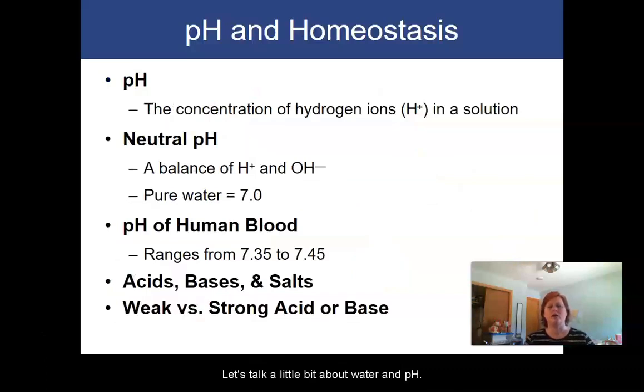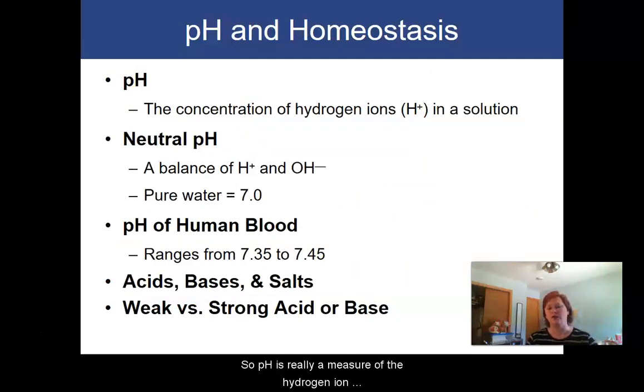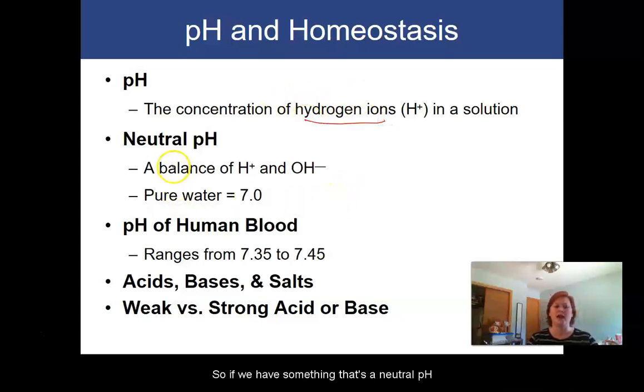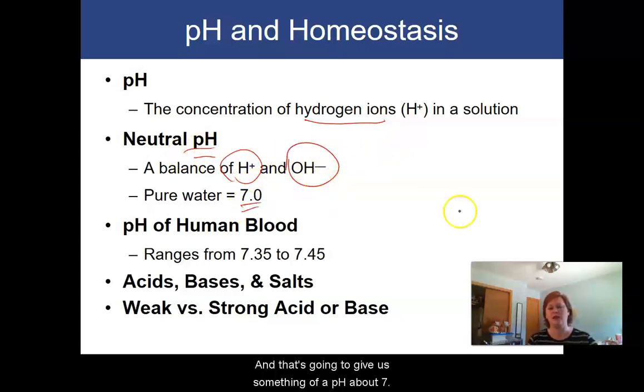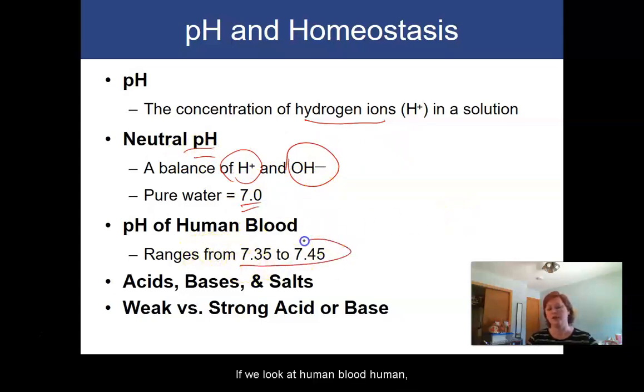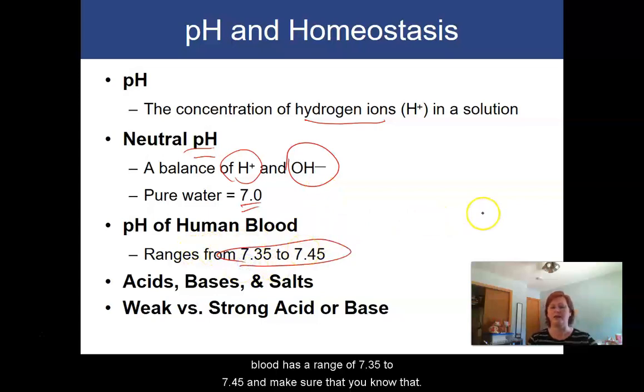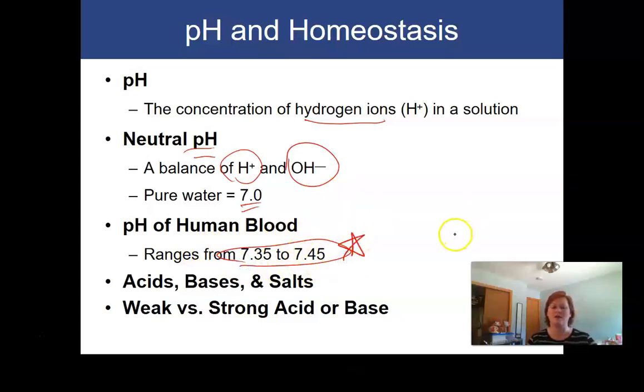Let's talk a little bit about water and pH. So pH is really a measure of the hydrogen ion concentration in a solution. If we have something that's a neutral pH, we're going to have hydrogen ions and hydroxide ions in equal numbers, and that's going to give us a pH of about 7. Human blood has a range of 7.35 to 7.45, and that's a really important range. Make sure that you know that.